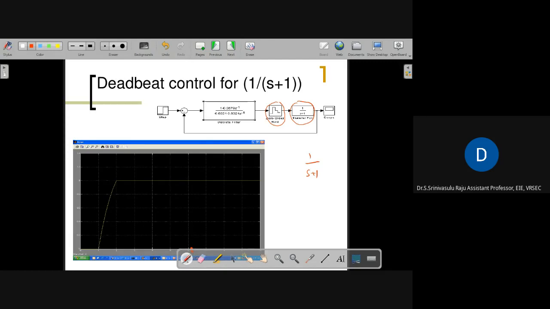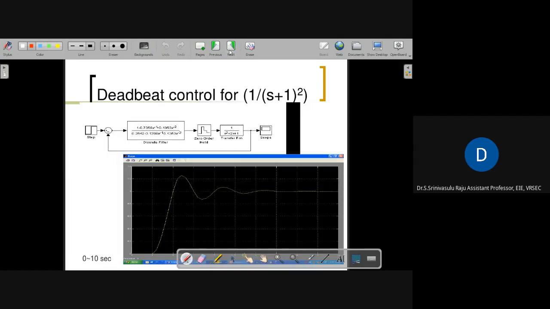You see here, from 0 to 1 there is no output. At 1 to 2, it reaches the set point. After 2, it remains constant. Within one sample period of time, it reaches the set point. You can easily observe this with respect to 1 by s plus 1.